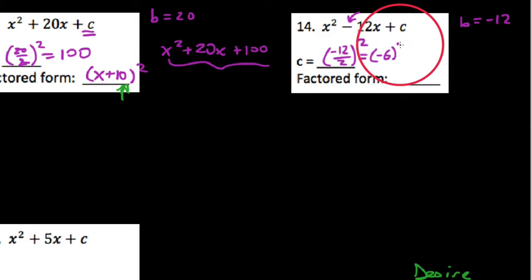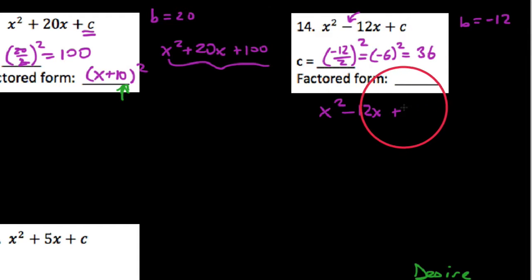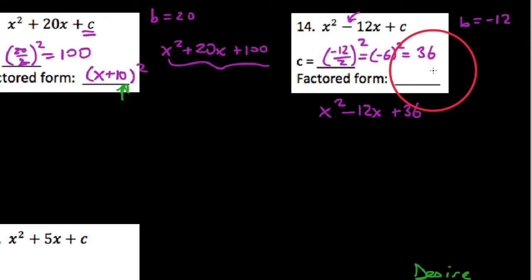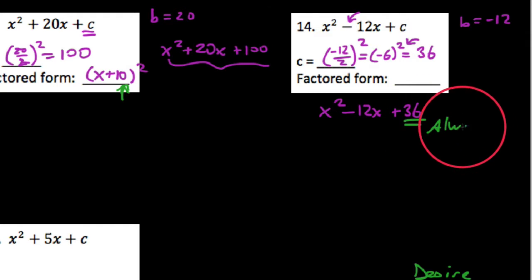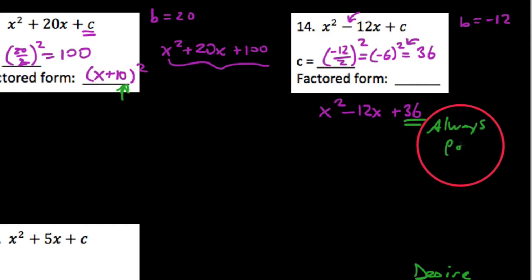In this case, what I want you to recognize is that we're squaring a negative, which means we get a positive. As a matter of fact, when I rewrite this here, x squared minus 12x plus 36, if anything is ever a perfect square trinomial, because we're squaring whatever's inside these parentheses, our last term is always positive.